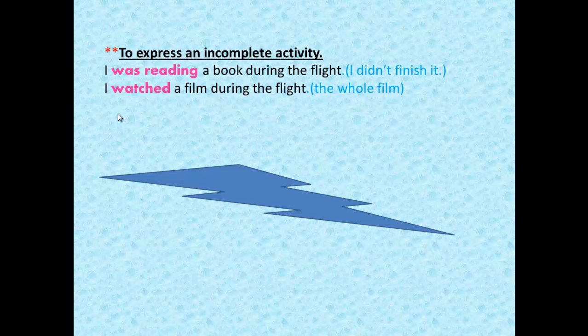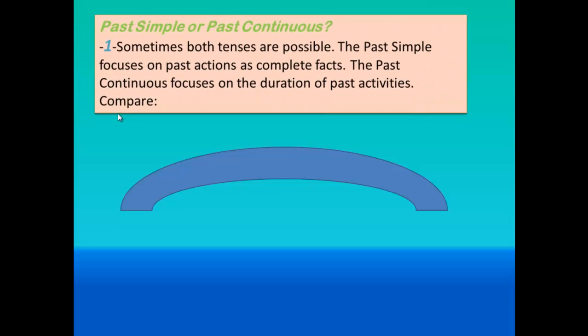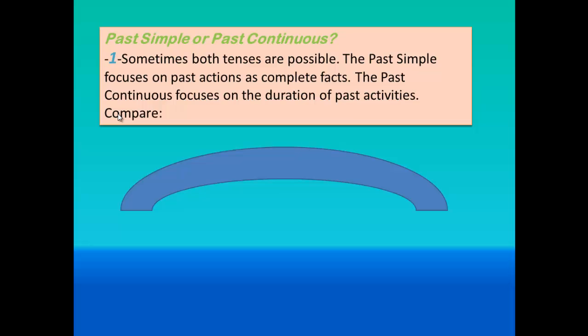Now let's talk about past simple and past continuous. Past simple or past continuous. Sometimes both tenses are possible. I mean, sometimes past simple or past continuous are alike. We can use them. Yes, the past simple focuses on past actions as complete facts, whereas the past continuous focuses on the duration of past activities. I will repeat this idea. Sometimes both of them are possible. We can use past continuous or past simple. They are alike in some occasions, in some sentences, not in all of them.